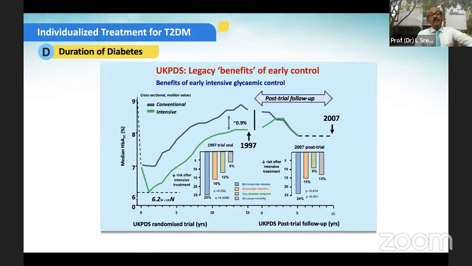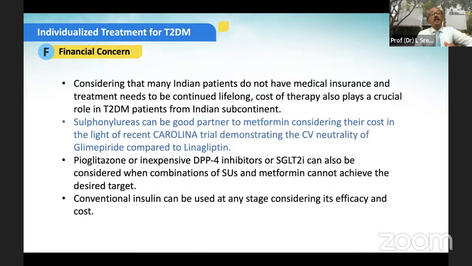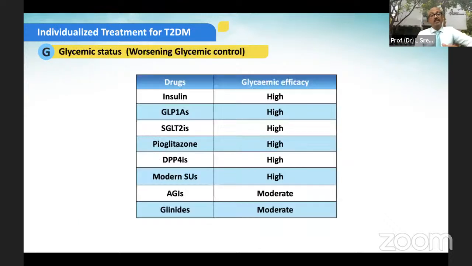The legacy benefits, please do not forget this UKPDS slide, which clearly showed us the post-trial follow-up, giving better outcomes for the people in the intensive arm with respect to CV or any diabetes endpoint or microvascular complications. A financial concern: RSSDA was one of the first bodies to come out with the cost of therapy to be taken into account. Now, all the guidelines, including ADA, talk about cost concerns in choosing the drug. Sulfonylureas can be a good partner to metformin considering their cost. And also now, of course, SGLT2s have been very helpful because of the cost cutting.